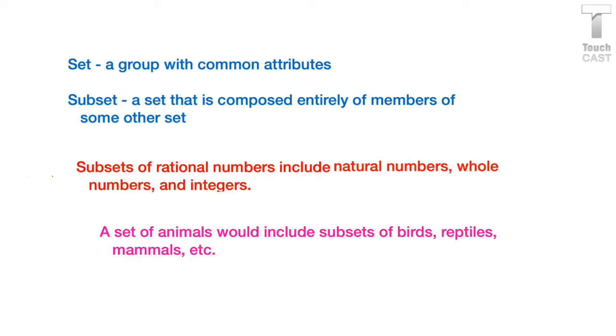And if that sounds confusing, just think of it this way. Animals, that would be a set. So the subsets of animals would be things like birds and reptiles and mammals. If we're talking about birds, the subsets of birds would be like ostriches, penguins, ravens, any other type of bird.